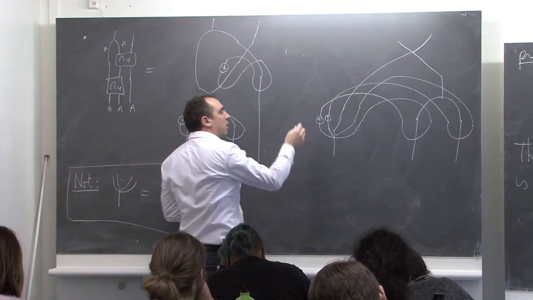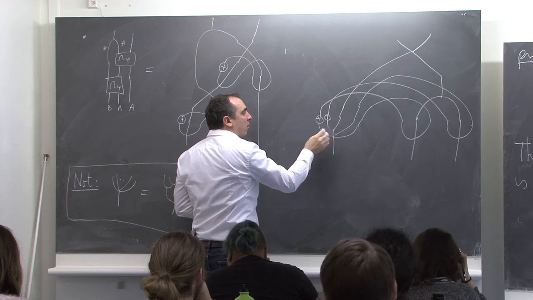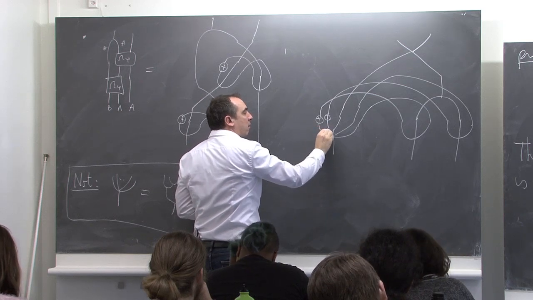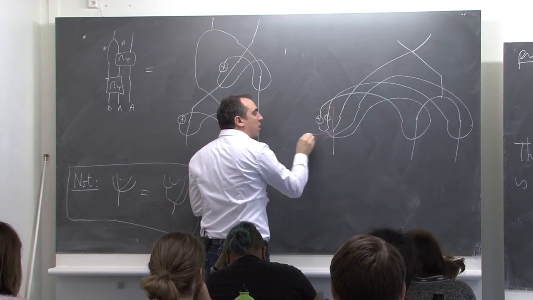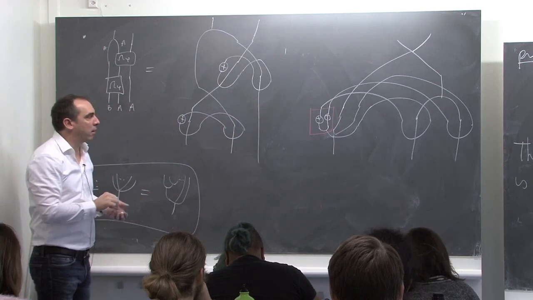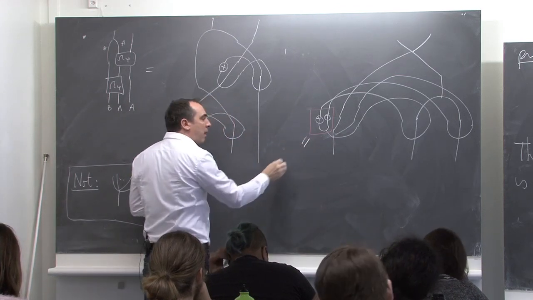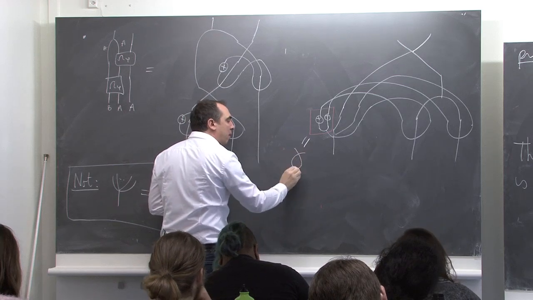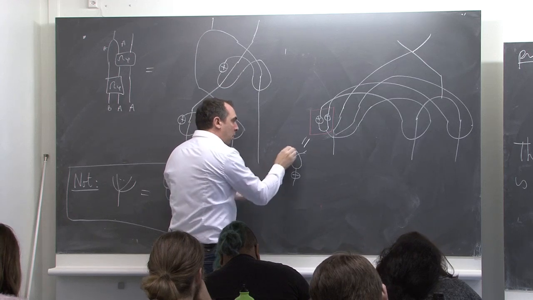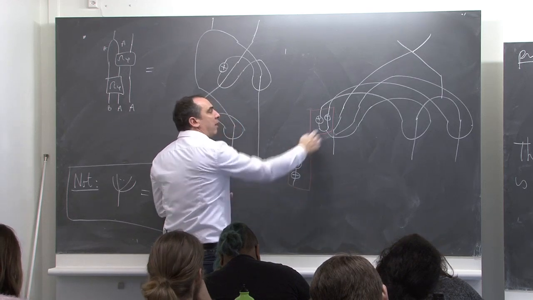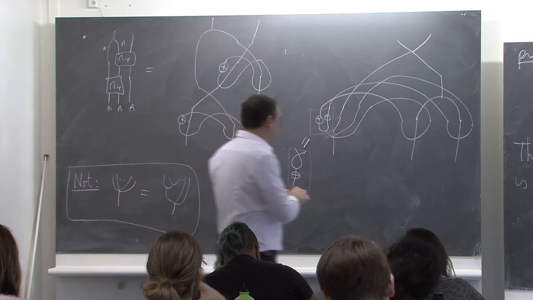Now, this I can rewrite using the co-associativity like this. And now we know that the antipode is anti-co-multiplicative. So what does this mean? This means this is equal to this. So I can replace this with this. So what do I obtain?